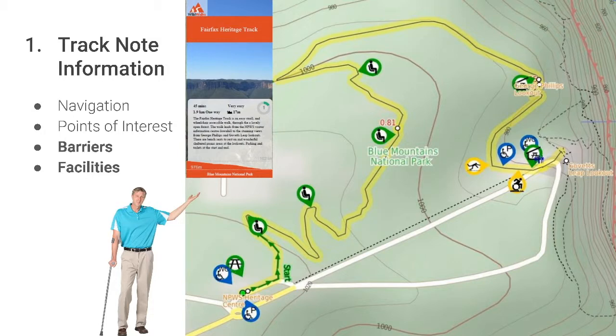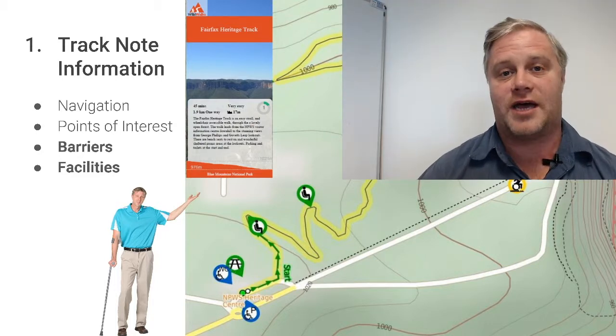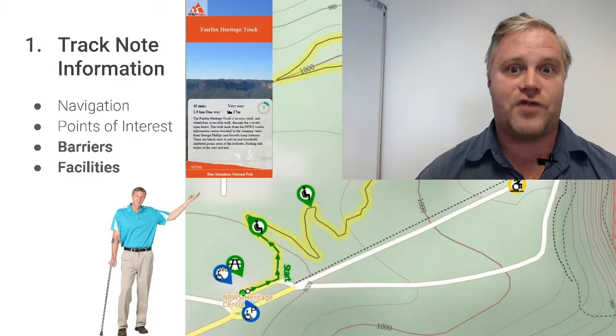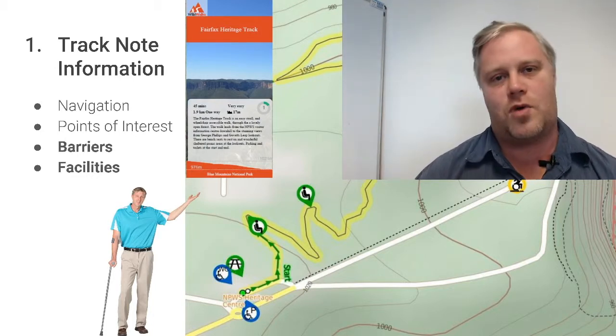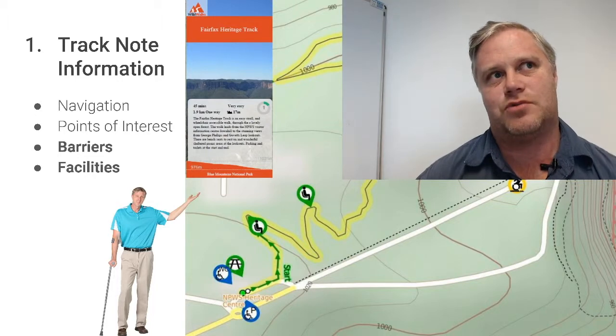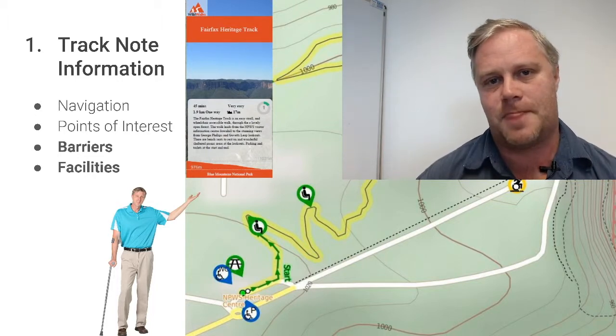And we've provided information on points of interest. So, you know, if there's a nice angiophora tree along the way, what's an angiophora? And we might talk about the lookouts or stuff like that that's along the walk. What was the overwhelming result of all the research is that people wanted to know two bits of information. What are the barriers along the walk? And what are the facilities along the walk that can help them?